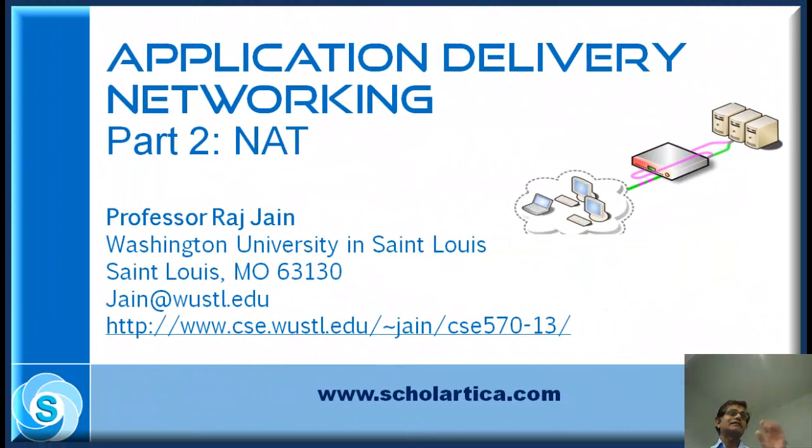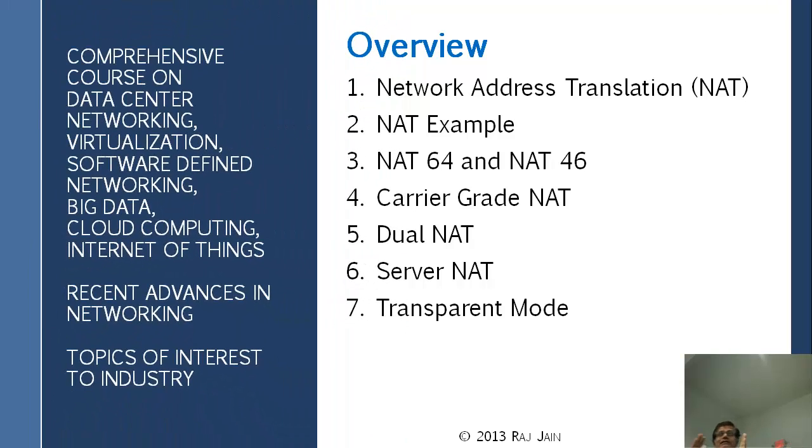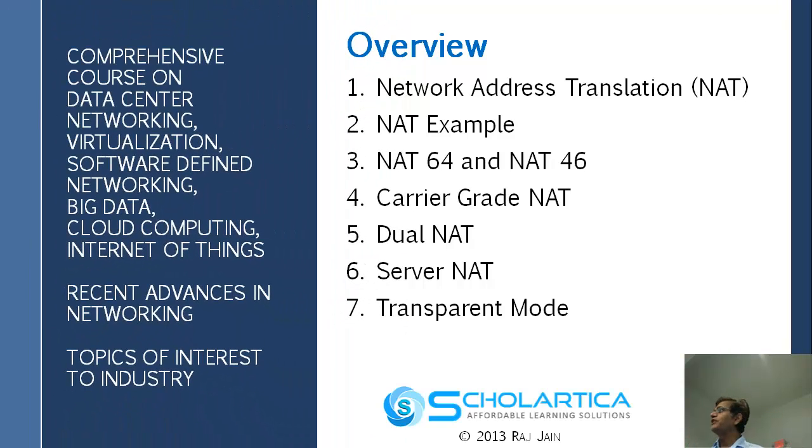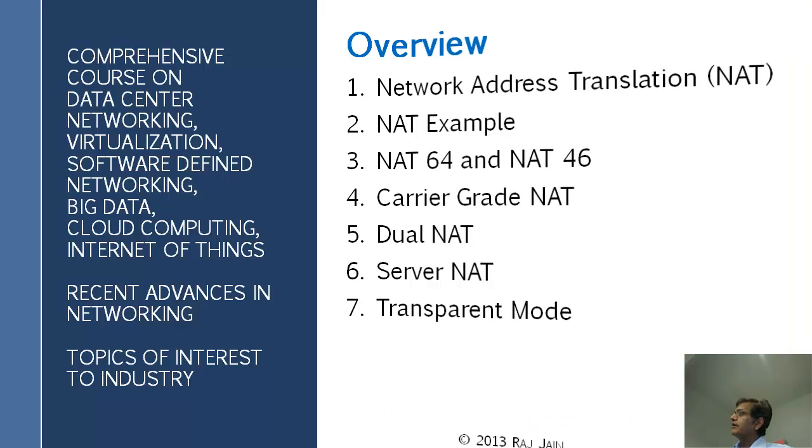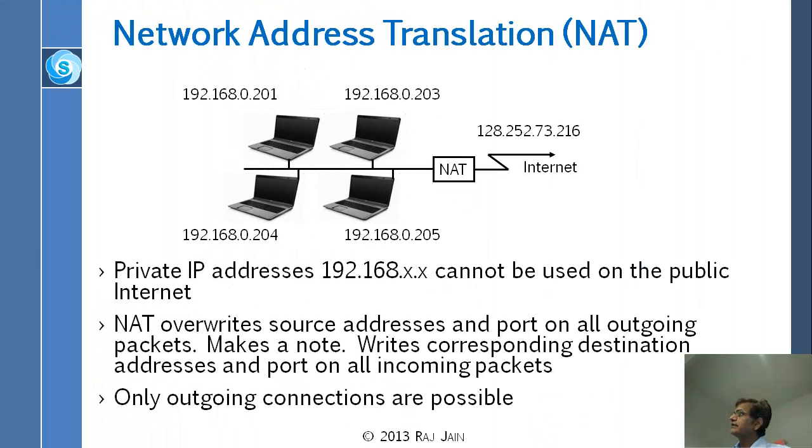So network address translation, again this is 473, but since I need it here, I want to make sure that you know it very well. Whenever you have a private network, you have private addresses, and those addresses cannot be used as the source address on the public internet. So what you do is you put a network address translator here, and whenever something goes out, it always goes with that source address, which is a public address.